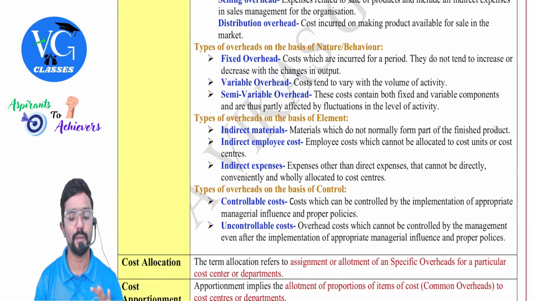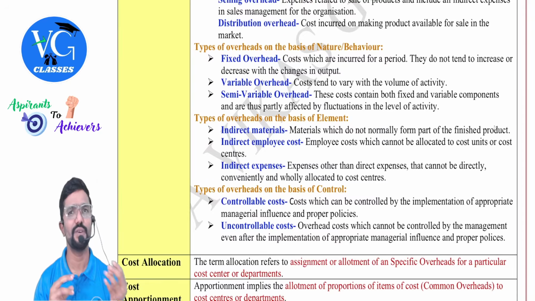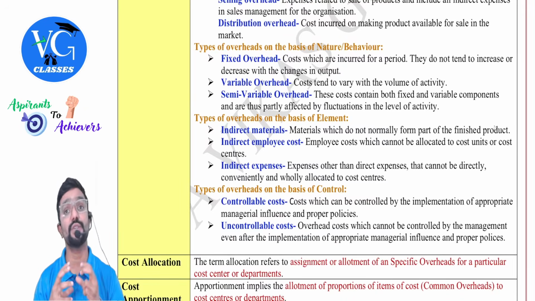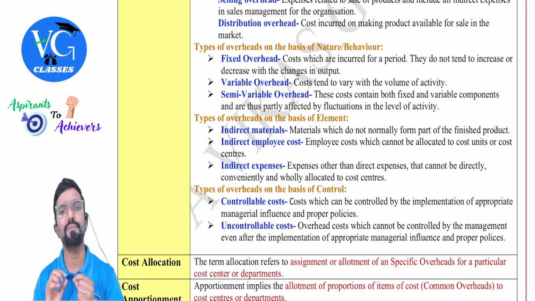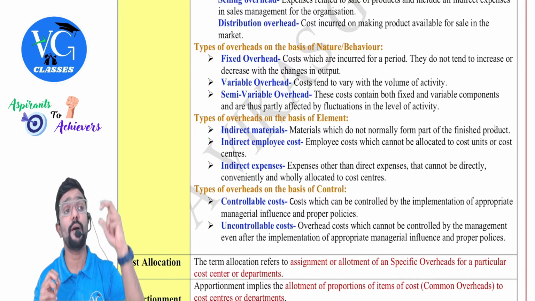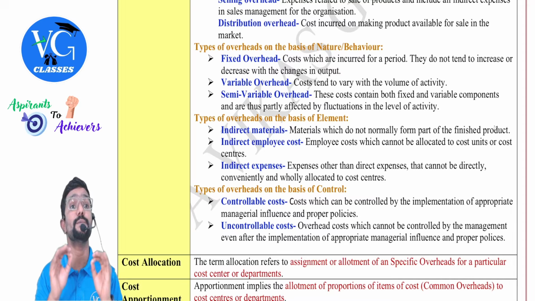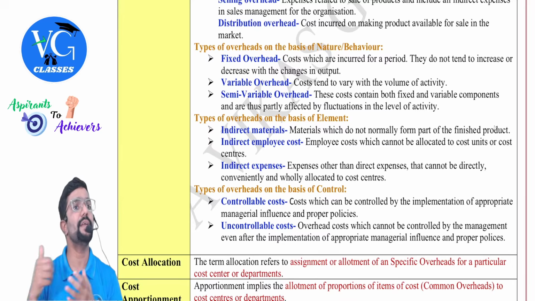Then types of overhead on the basis of nature or behavior. In the first chapter, we learned. Clear? So different types of expenses based on the behavior or variability. Sir, what are those? Here we are talking from the overhead point of view, guys. Please be careful. Direct material, direct labor, or other direct expenses, whichever form part of prime cost, will always be variable in nature. But anything which comes after prime cost, that is the overhead expenditure, can be variable, can be fixed.